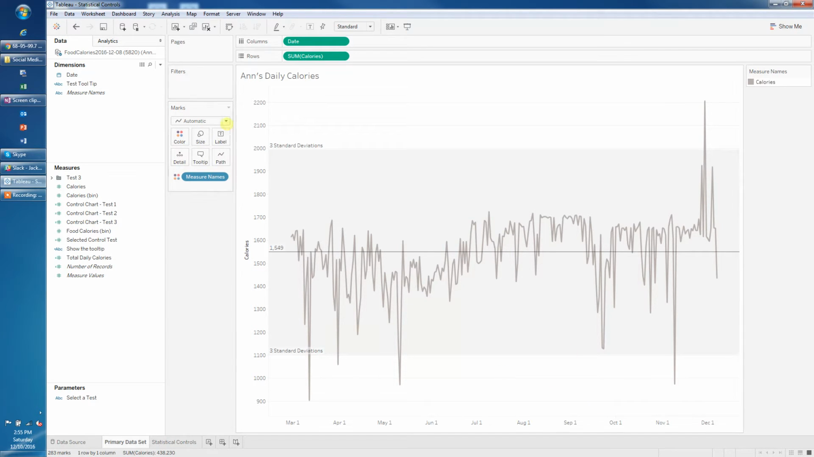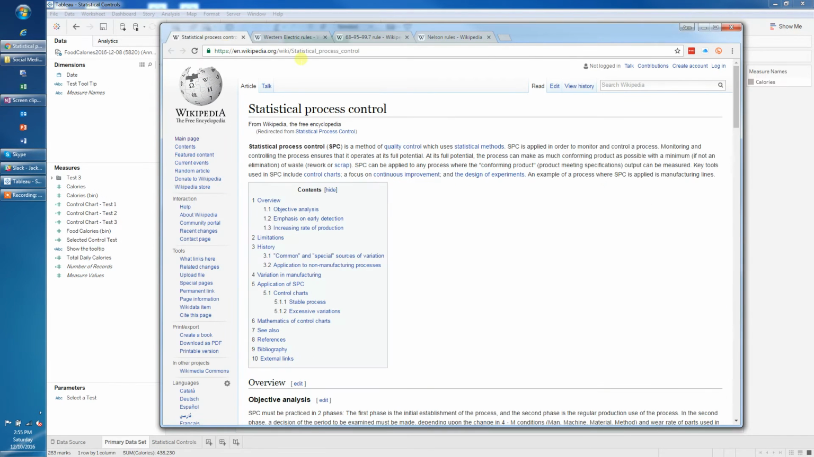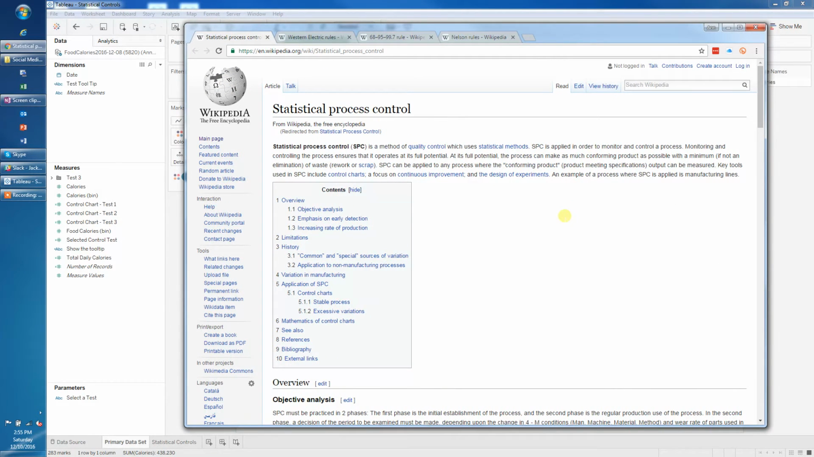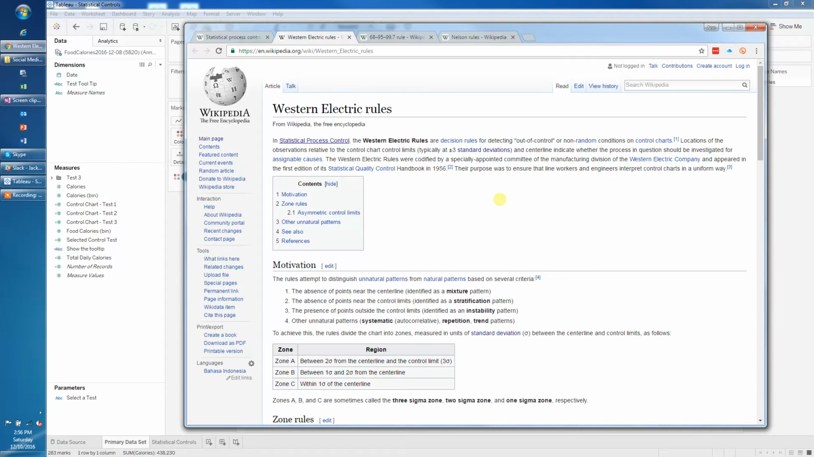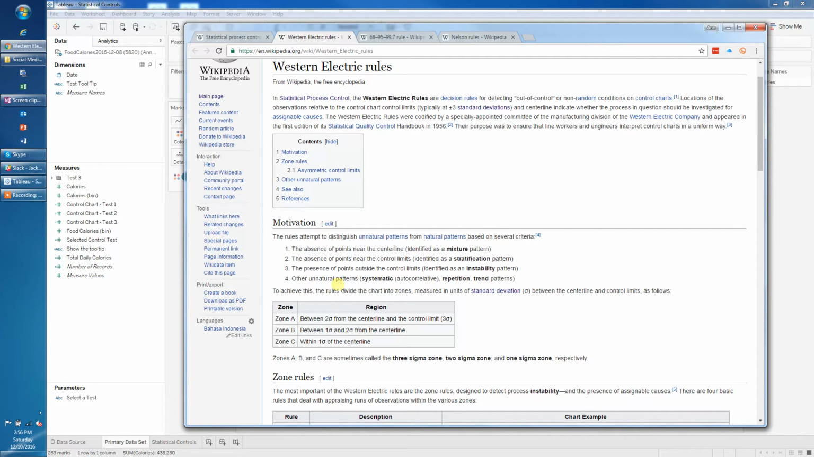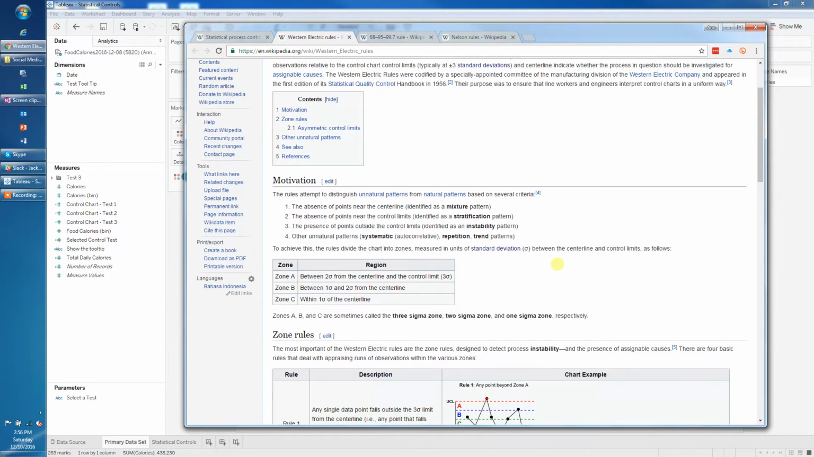And jumping back to statistical process control, there's actually a couple different sets of rules that you can use in combination with one another to start understanding and recognizing if your data is non-normal, if there's some sort of uniqueness, maybe there's some trend that's starting to appear. What I'm going to be demoing for you today are Western Electric rules. There's also Nelson rules. There's 8 Nelson rules. There's 4 Western Electric rules. And I'll read here again. The Western Electric rules are decision rules for detecting out of control or non-random conditions on control charts. And even again down here, you can see other unnatural patterns, maybe repetition or trend patterns.